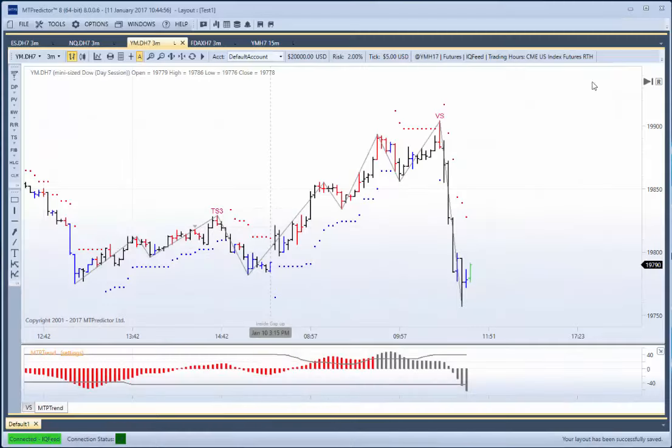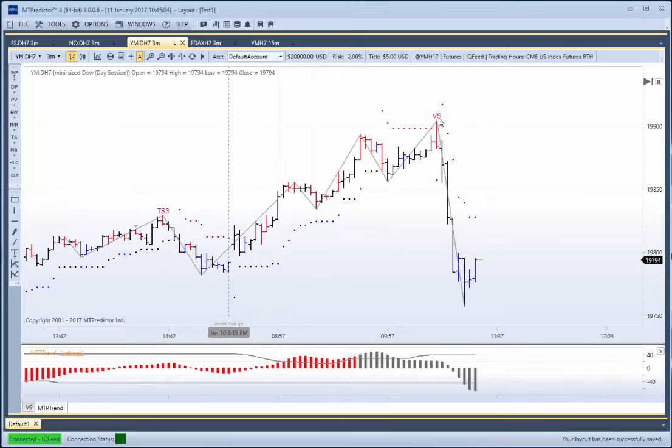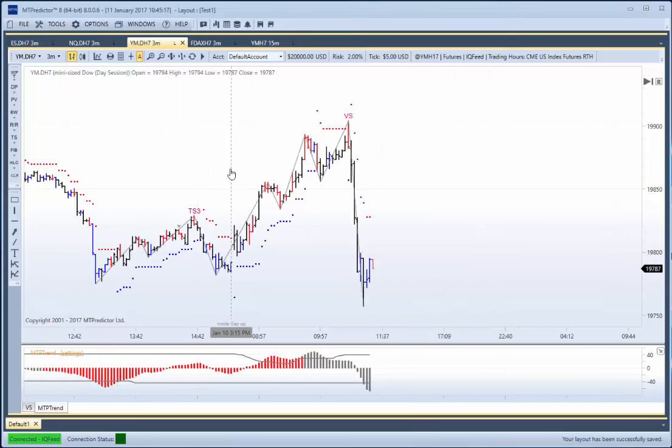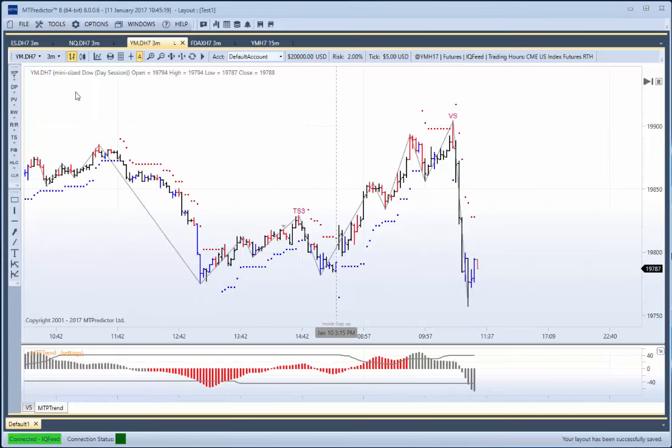Let's skip over to the chart. And here is the YM. As you can see, the market opened and then rallied up, where we had a VS automatic setup on a black MTP trend that nailed the high absolutely perfectly just before the market shot down as Trump started his news conference. But I want to show you what you are looking at in advance on that.